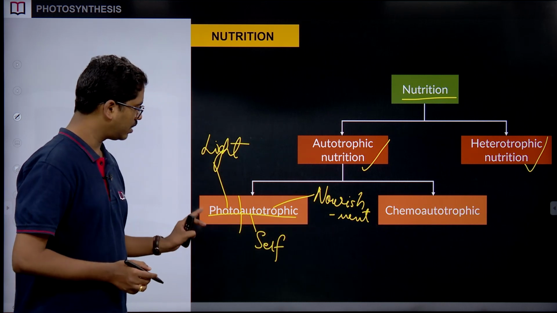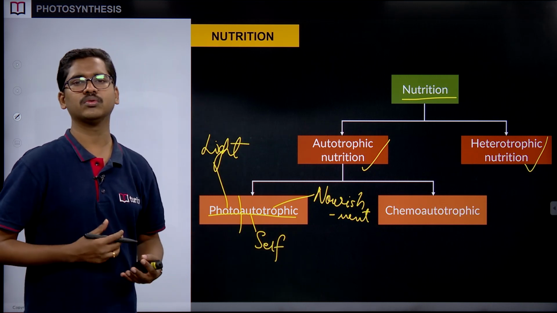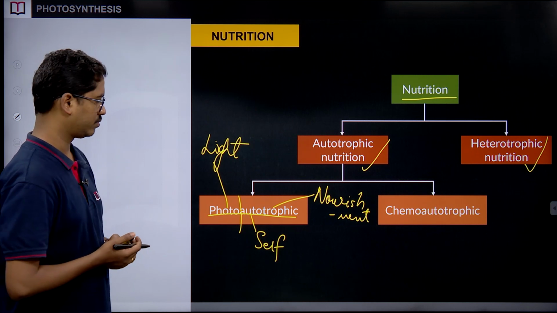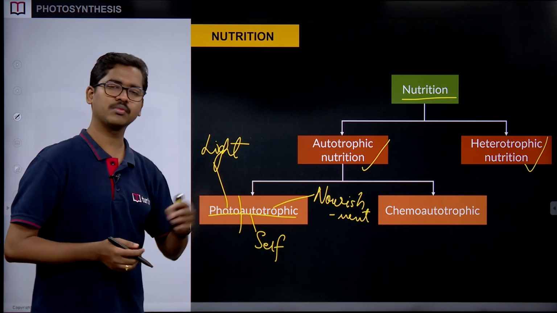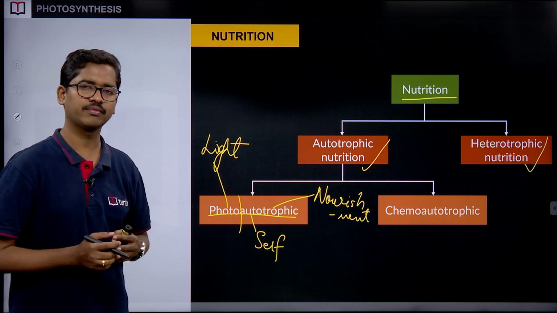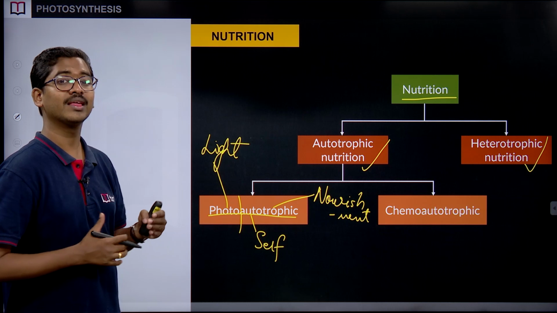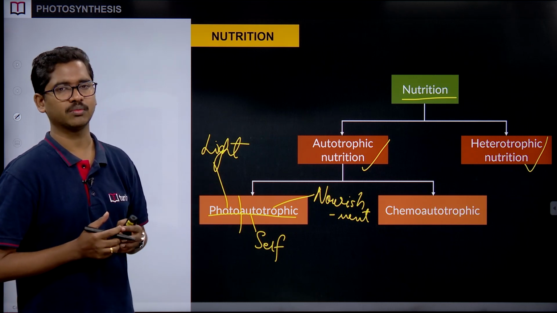With the usage of light, the organism is able to make its own food. That is what these organisms do. Photoautotrophic organisms perform the process of photosynthesis. With the use of light, they synthesize something for themselves.